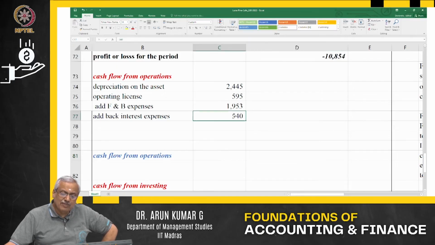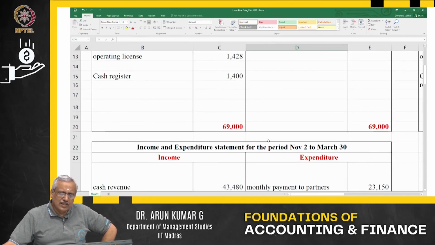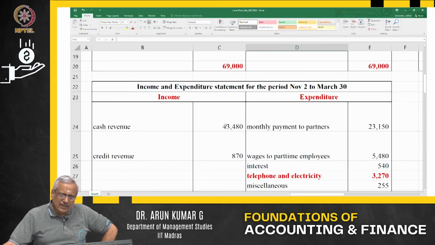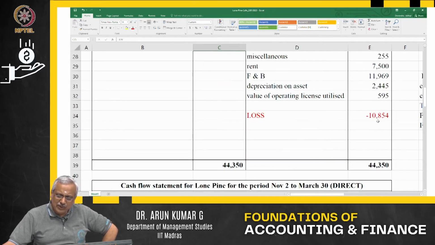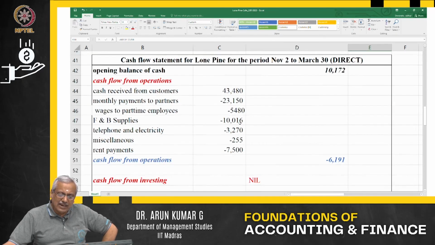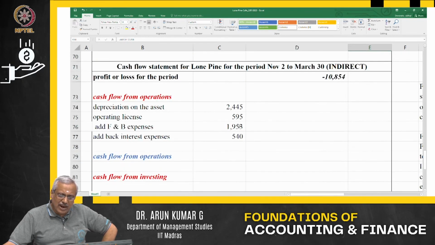Then I added back interest expenditure. Yes. Let's look at the revenue. What is the revenue? Revenue was cash revenue. So much there is a credit revenue. After including the credit revenue, you got a profit. But have you received cash on it? You have not received cash on it.